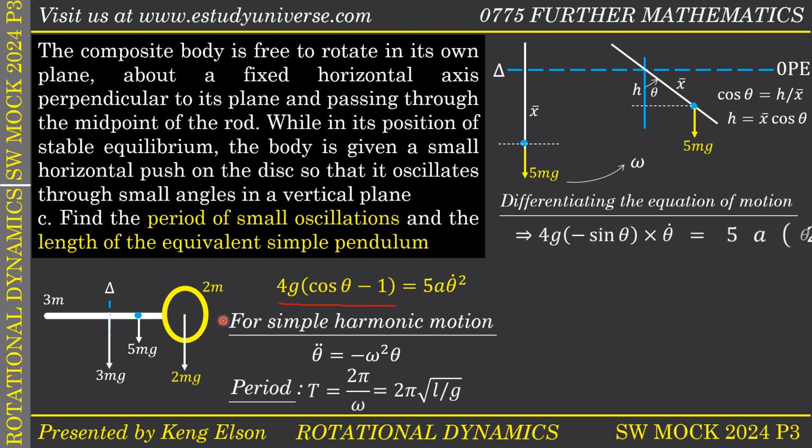Once we do that, we get 4g. When we differentiate cos theta, we get negative sine theta. Then we need to attach our theta dot. Now when we differentiate the right hand side, we keep the 5a. When we differentiate theta dot squared, we need to drop the power, then we take theta dot to the power 2 minus 1, then we differentiate theta dot. That is it. It's also the chain rule.